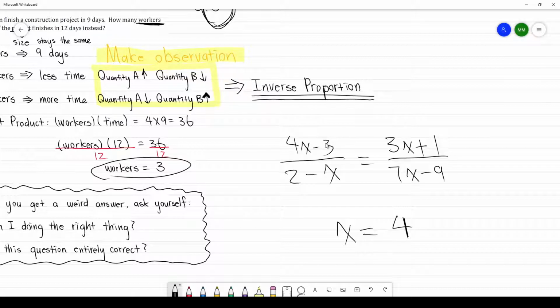16 minus 3 is 13. So 13, and then the bottom is equal to negative 2, right? 2 minus 4 is negative 2. And on the right side over here, you have 3 times 4 is 12, and then plus 1 is 13. And then 7 times 4 is 28, and 28 minus 9 is 19. So the left side and the right side, well, they're not equal. So that means your answer is wrong over here.